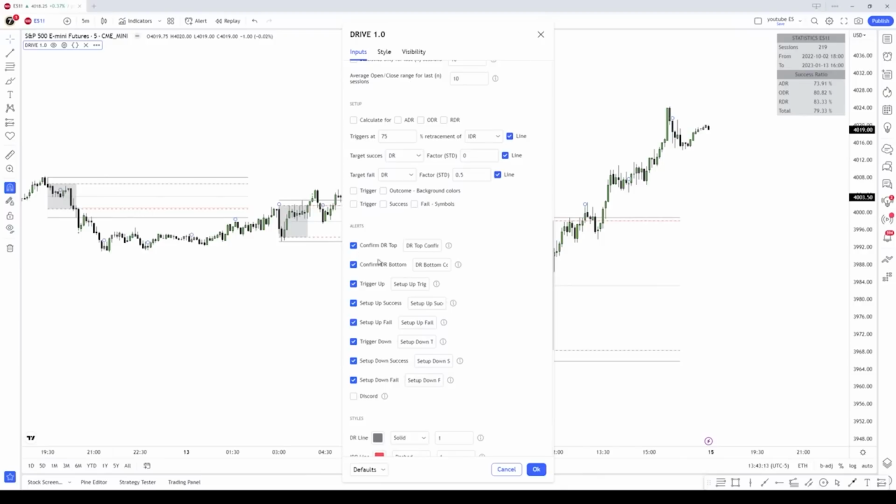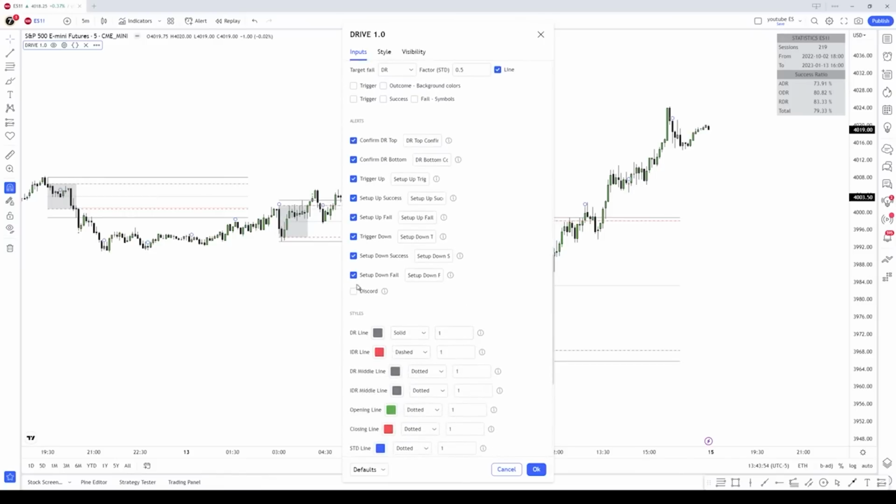And what everybody was waiting for, now we have alarms for everything. So we have alarms for confirm DR top. We have alarms for confirmation to the bottom, so like long or short. We have trigger up, that means whatever you're configuring your setup, you can get an alarm. So you can set up an alarm: I want to have an alarm every time we have a confirmation long and we're retracing to the IDR mid-level. You can even set up an alarm when the setup has failed.